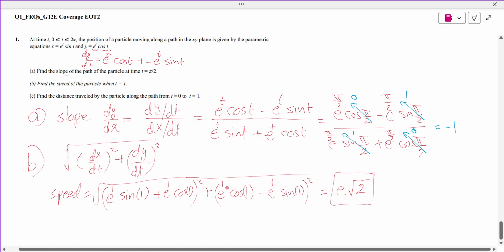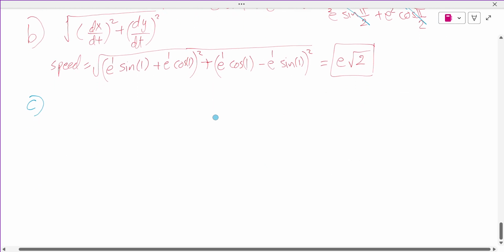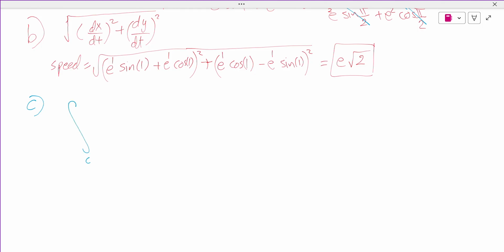So looking back at part C, find the distance traveled by the particle along the path from 0 to 1. So we need to find the distance traveled. The distance traveled from 0 to 1 is given by the definite integral from 0 to 1 of the square root of (dx/dt) all squared plus (dy/dt) all squared. So let's see what we have.